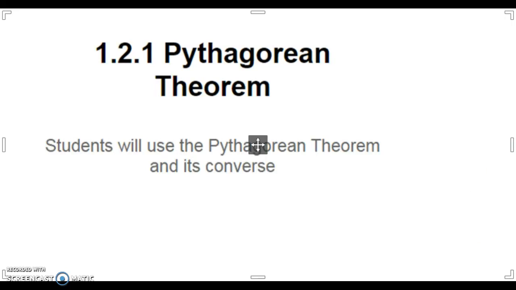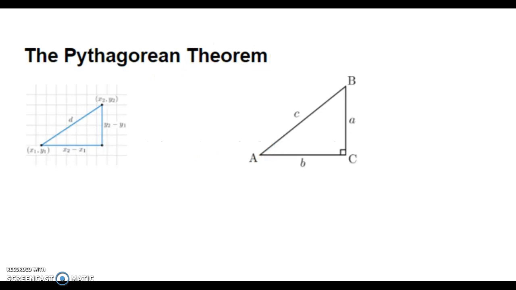We're going to talk about the Pythagorean Theorem today. We're going to go over its uses, how to manipulate the equation, as well as go over its converse. The Pythagorean Theorem is useful when finding distances, especially when we're dealing with right triangles.